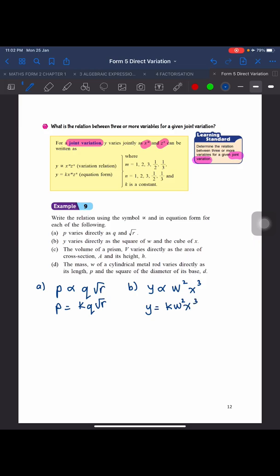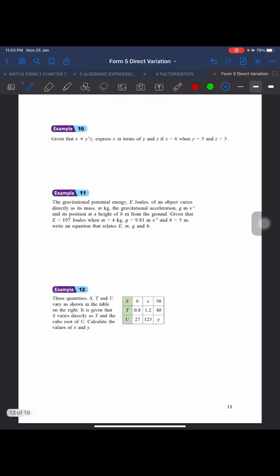C, the volume of a prism V varies directly as the area of a cross section A and its height h. So in the equation form, V equals KAH. Finally D, the mass W of a cylindrical metal rod varies directly as its length P and the square of diameter D, so D square. We change it into the equation form: W equals K PD square. As simple as that. We look at the next example.